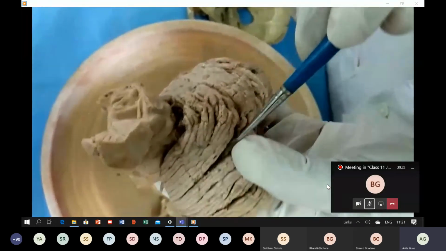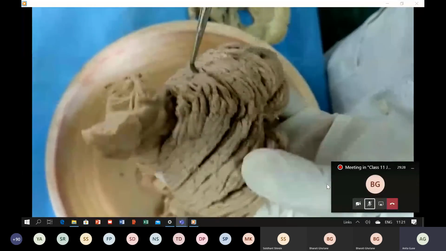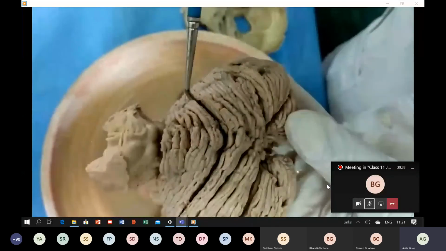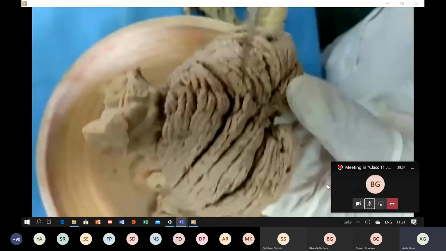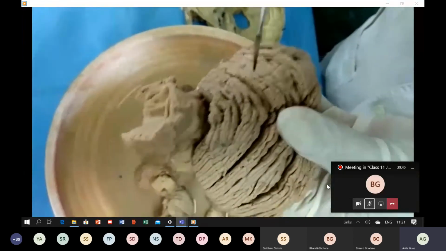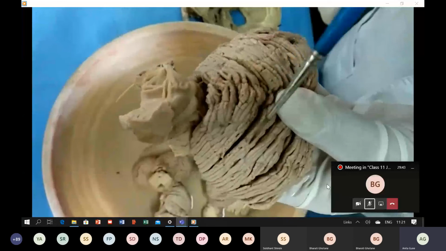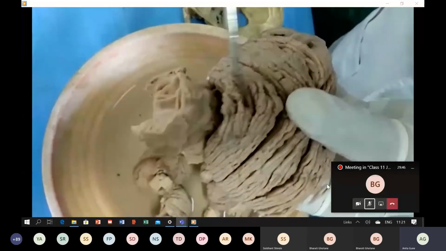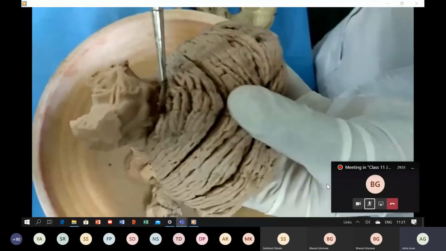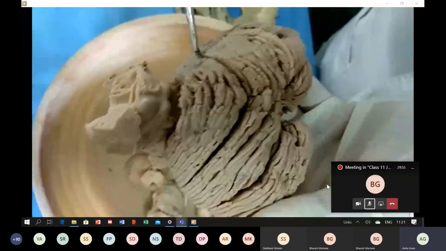This is the fissure. You can trace it. It lies anteriorly, and this is known as the primary fissure or fissura prima, because it develops first during development. In front of that, the part of the cerebellum is known as the anterior lobe. This is the anterior lobe in front of the fissura prima.